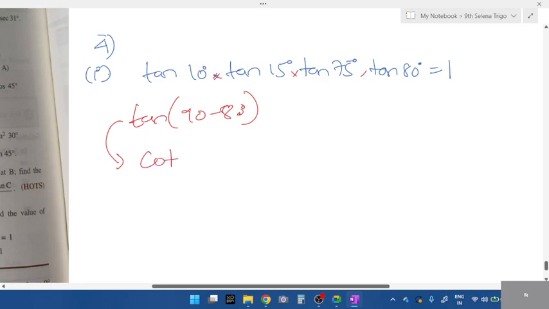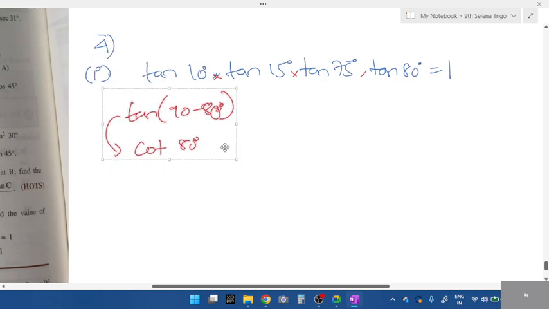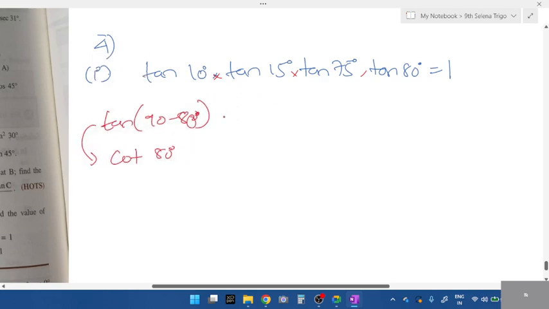Cot, very good. Keep cot 80 as it is. Next, which one shall we convert? Second one, what will we write? Tan 90 minus what gives 15? If you don't know, take 90 and subtract 15. What's the answer?